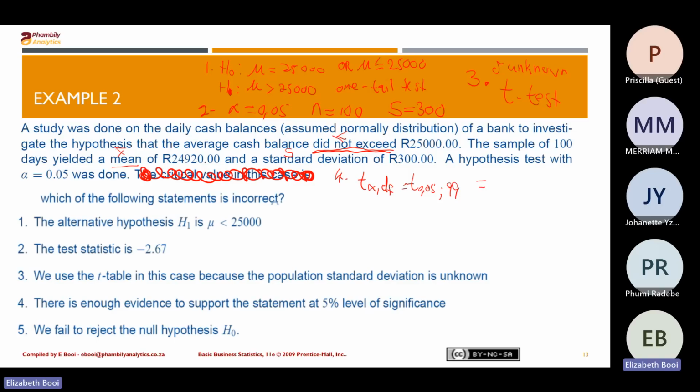Then we need to go to the critical values of t table. Remember, on the critical t table, you go to 0.05, which is the third column, and you go to 99. 1, 2, 3, which is 1.6604.